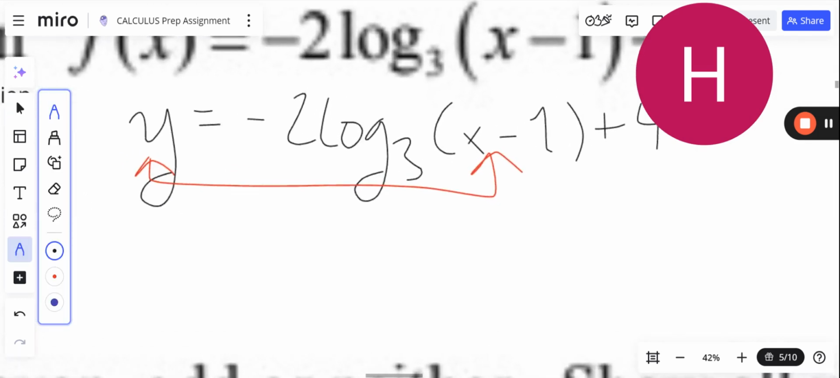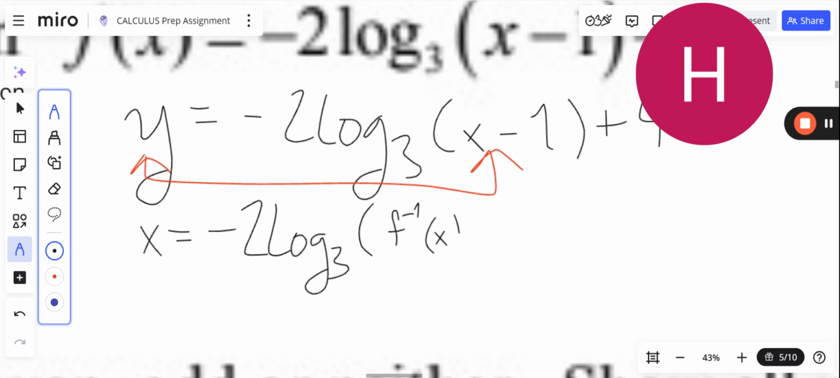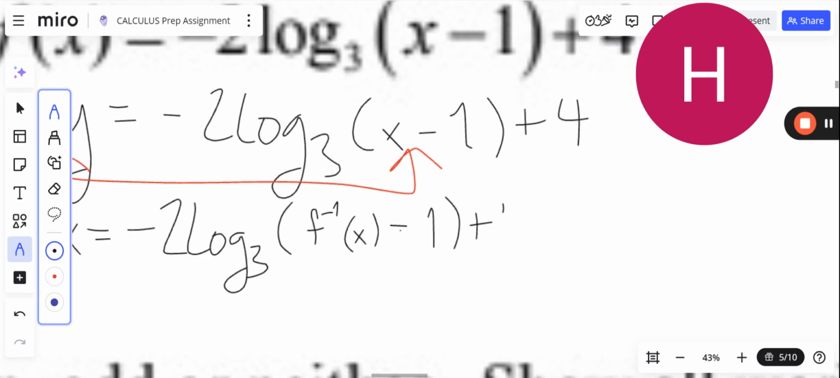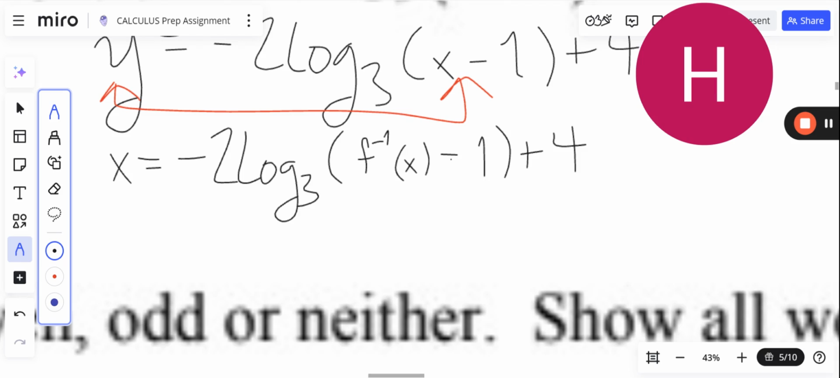Well, if we want to swap them out, now we need to solve for the y variable all over again. And it could be more accurate to say that this is f inverse. But it's going to be kind of like a y. It's going to be the y value or the output value of our new function, which is the inverse function. So then we just follow some basic algebra to solve for this. What do we have to do here? We have a couple of steps. Subtract 4 on both sides first.